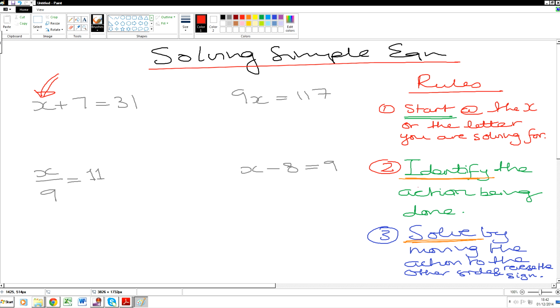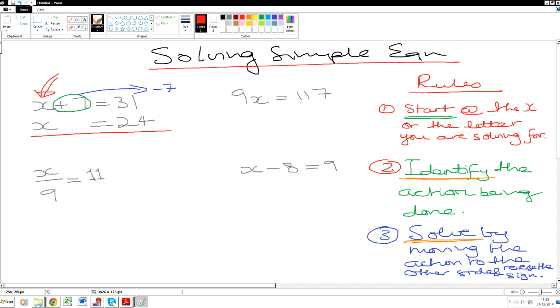Rule number 2 says identify the action being done. Well, the action here that's being done is add 7. Now, rule number 3 says solve by moving the action to the other side. So we have to reverse it. Opposite of add 7 is minus 7. Okay, let's copy down the x, copy down the equal, 31 minus 7. 31 minus 7, that'll give you what? 24.